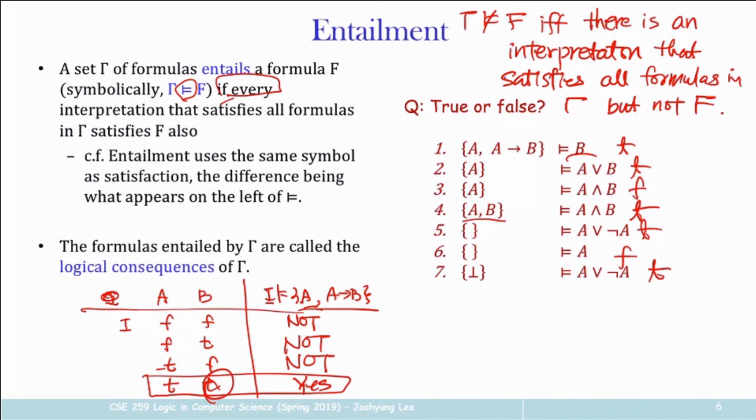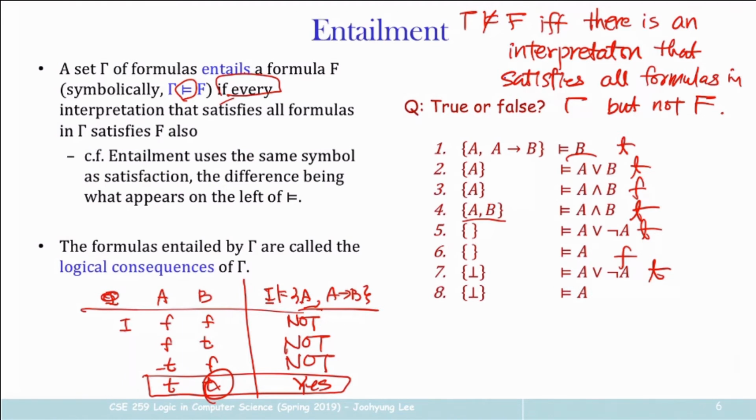Okay? So the obligation here is if you find an interpretation that satisfies all formulas in gamma, you have to check that interpretation satisfies the right-hand side, right? But if there is no such interpretation, then you don't need to worry about it. The entailment is so-called vacuously true.